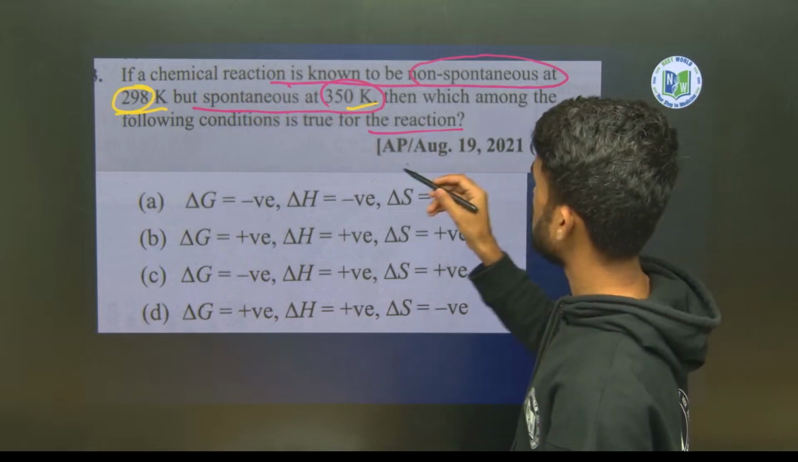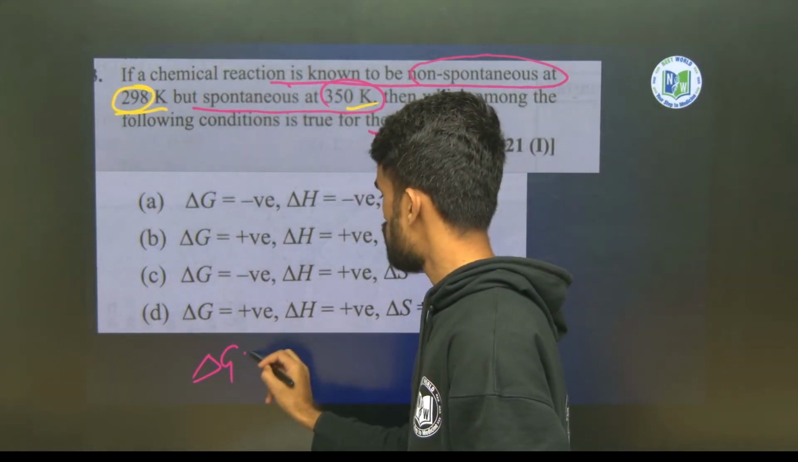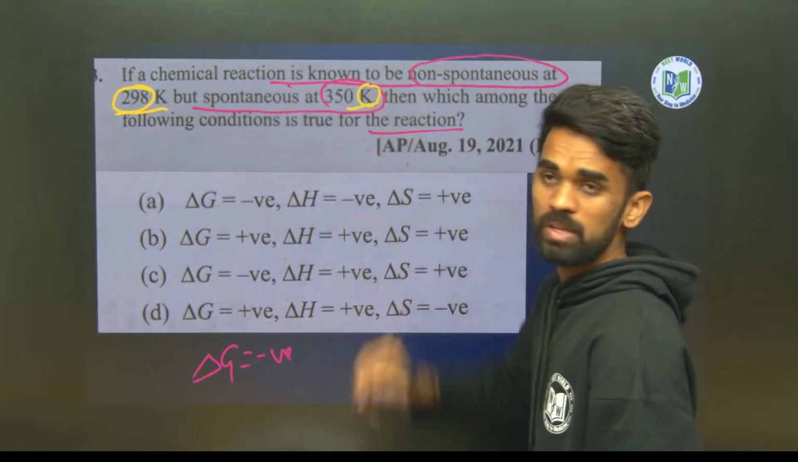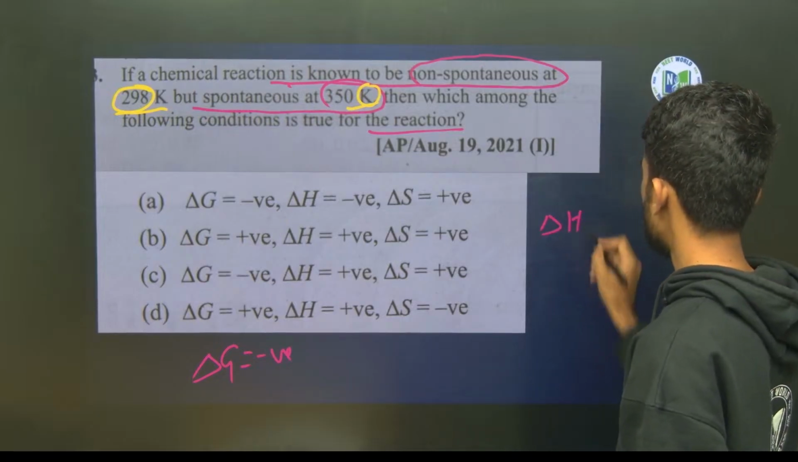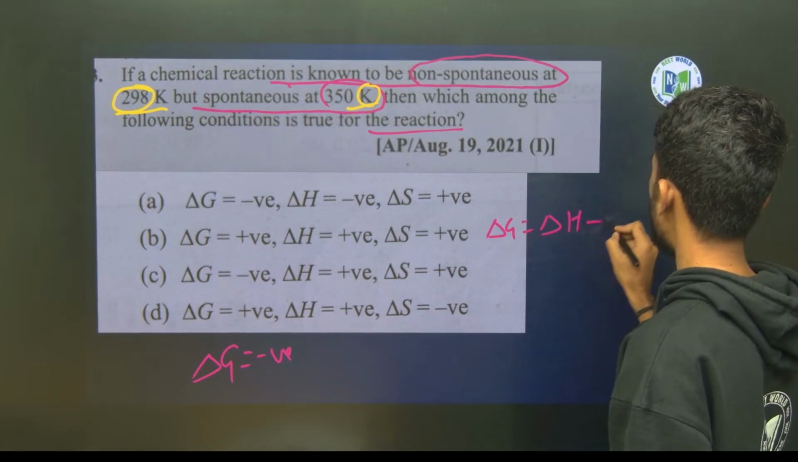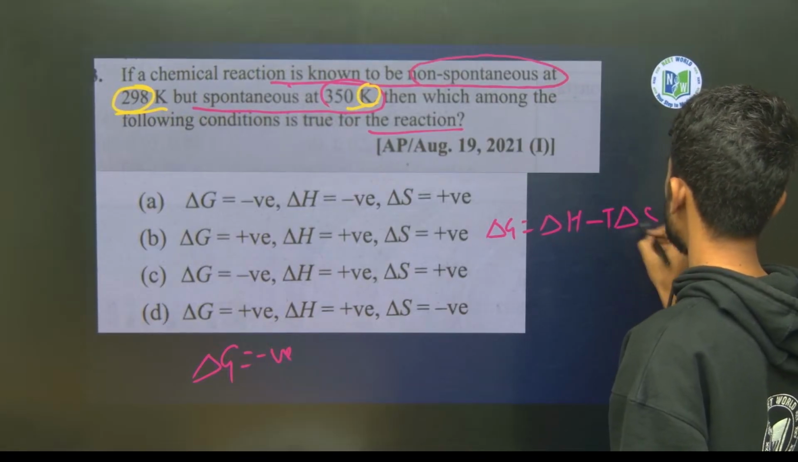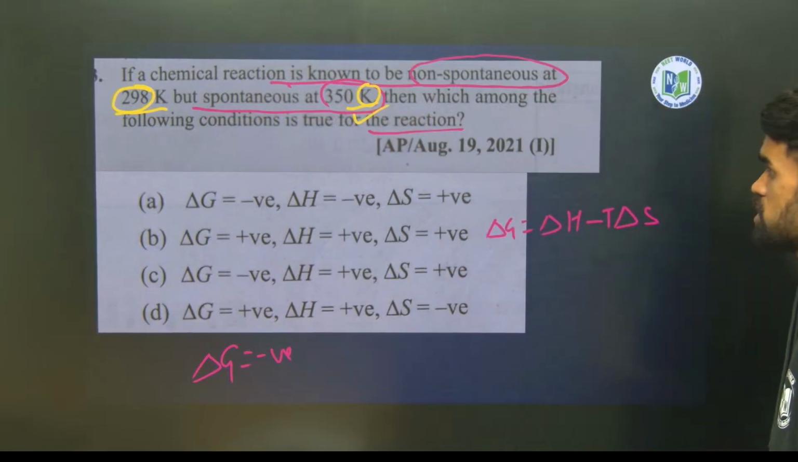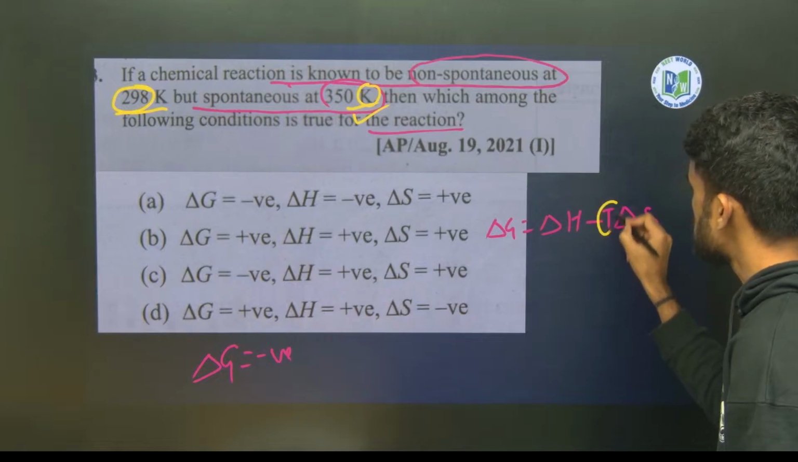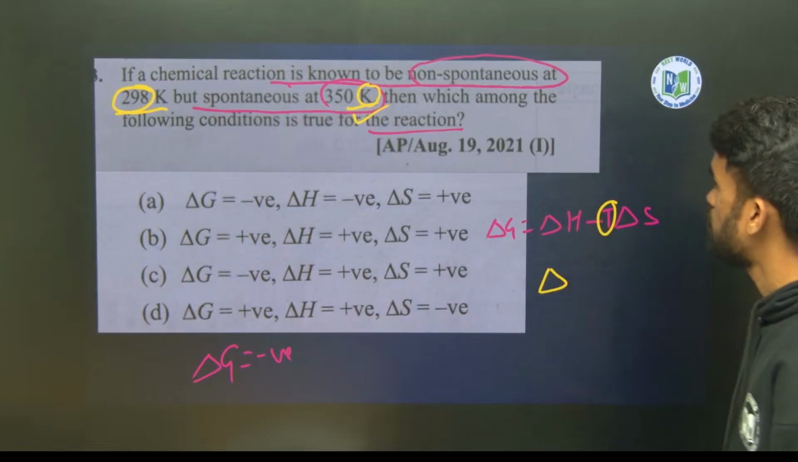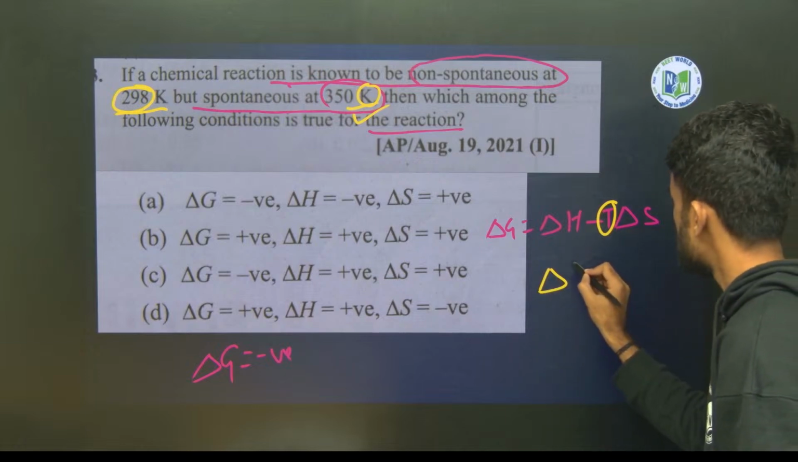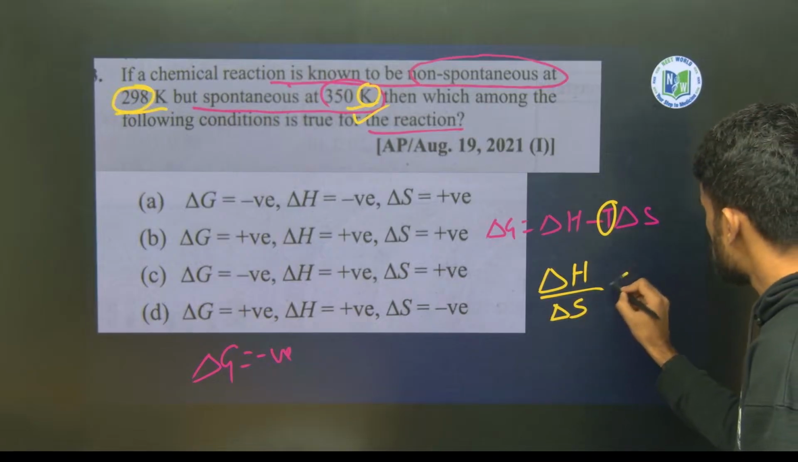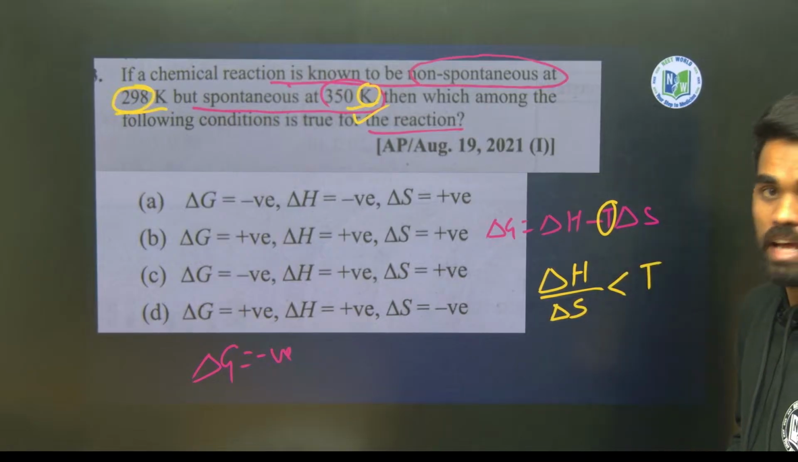So in order to make this delta G negative, spontaneous at 350 Kelvin, what do we need to make? So delta G can be decided by two factors, delta H and T delta S here, okay. So in order to make it spontaneous at high temperature, what does it mean? So T has more dominating effect here, so at a higher temperature the reaction is becoming spontaneous. It means delta H by delta S should be less than T, then only the reaction becomes spontaneous.